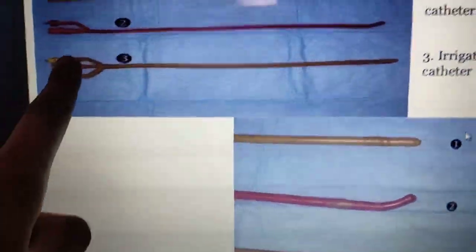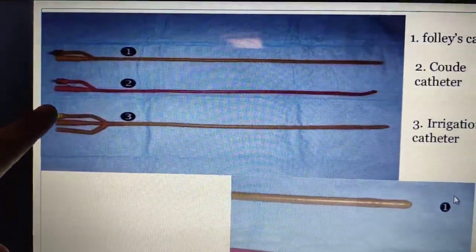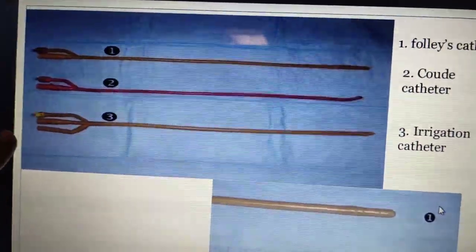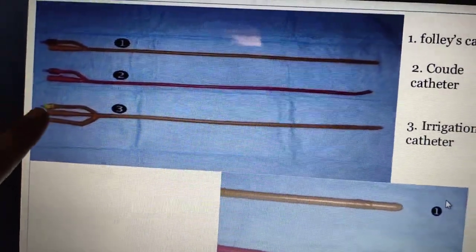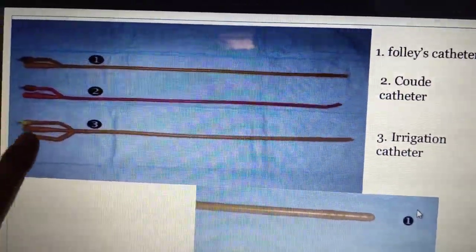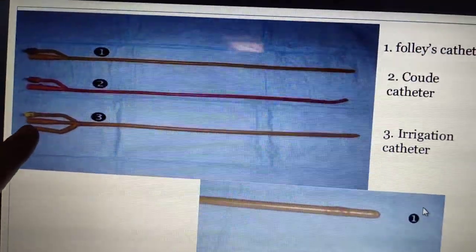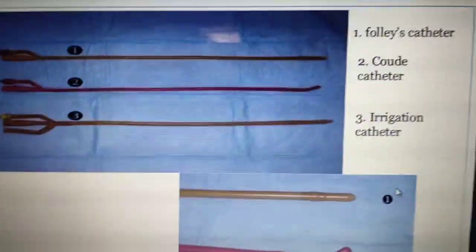Then the next one is an irrigation catheter. The irrigation catheter will have three ends. It's very important. This is a Foley's catheter, and the one with three openings is what we call an irrigation catheter. Yesterday in class we have seen colon irrigation. This catheter is used in colon irrigation, and also in catheterization. See, the tip is like a Foley's catheter only. Clear?